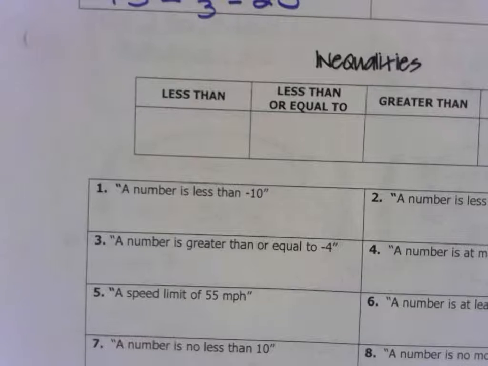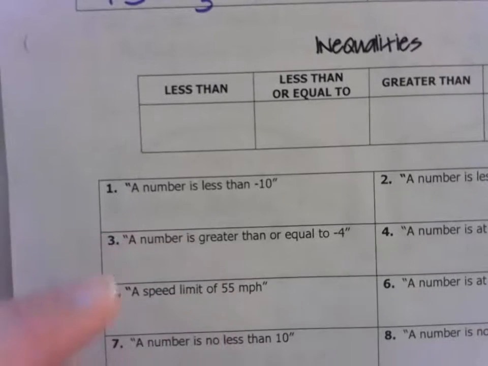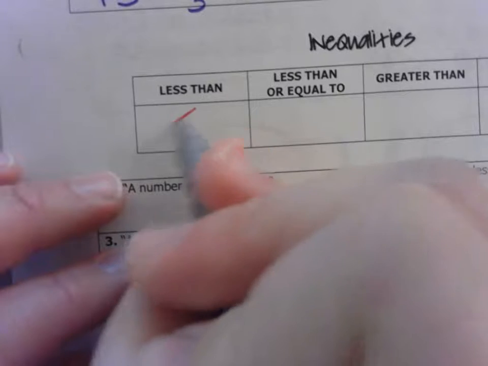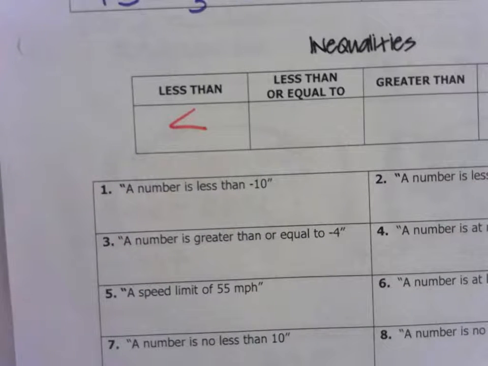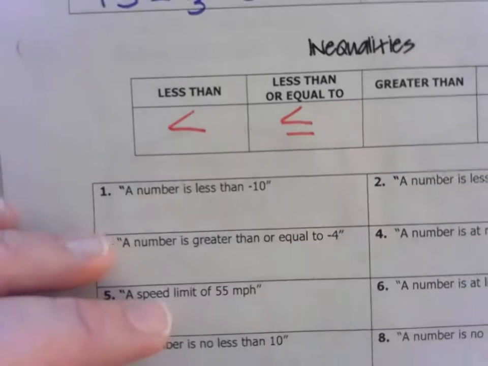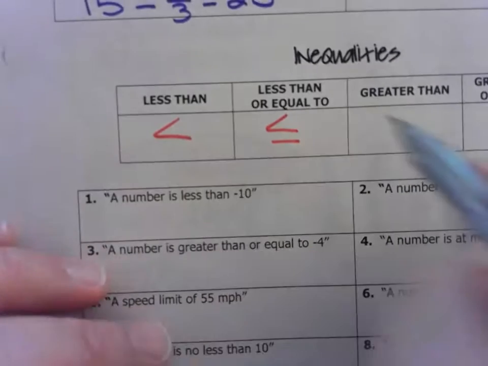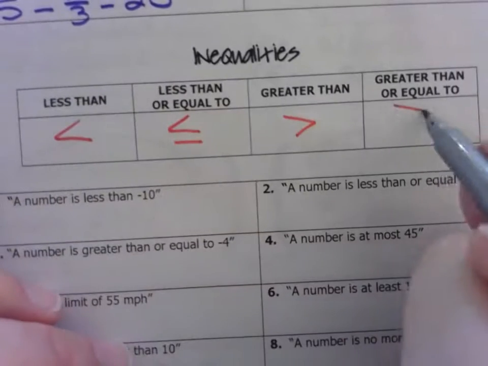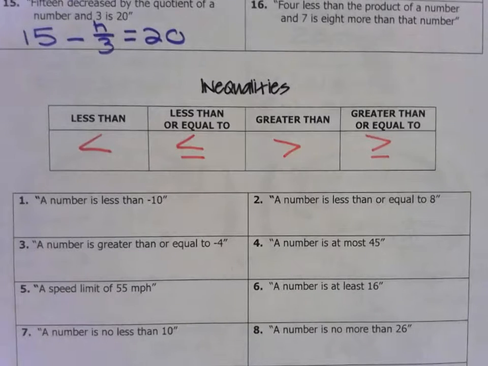Now with an inequality, we're going to have a lot of different words and a lot of different symbols we have to worry about. So as I look at inequalities, let's look at these words. First of all, less than. Less than or equal to. Greater than. And then we have greater than or equal to. So these are the symbols that we may have for an inequality.